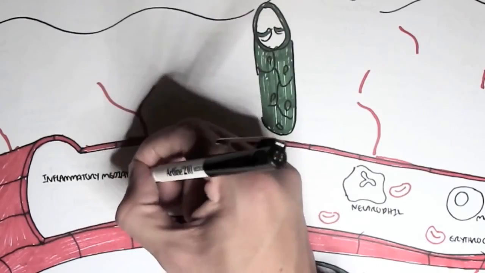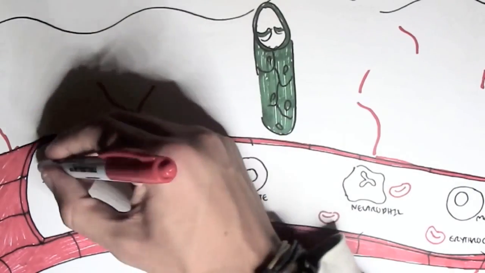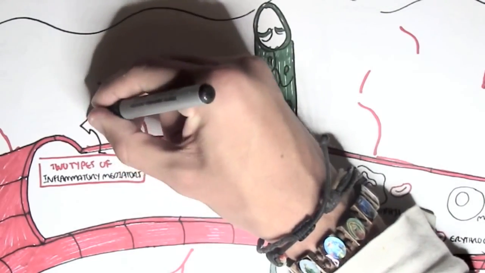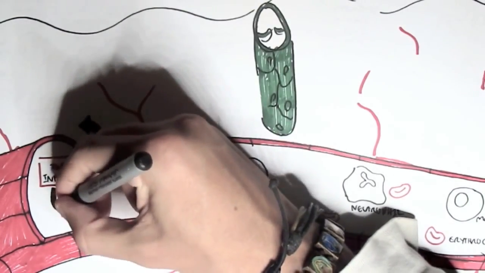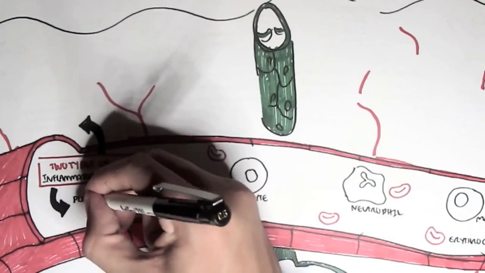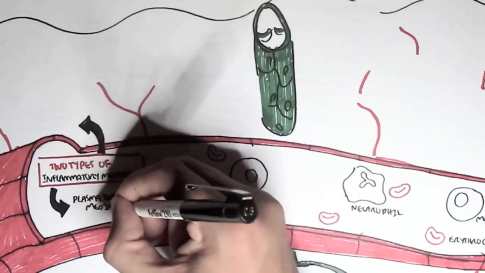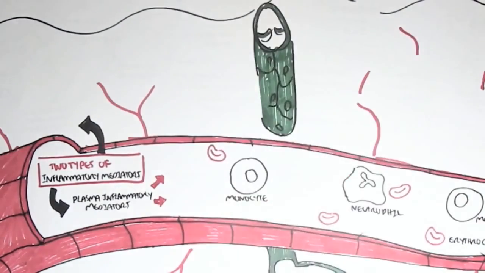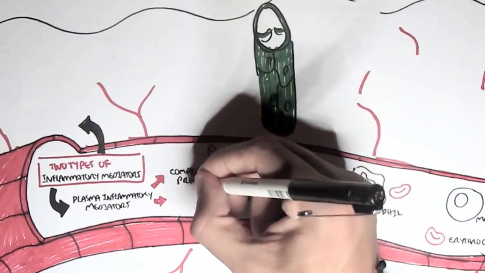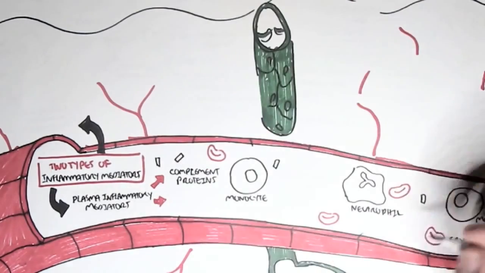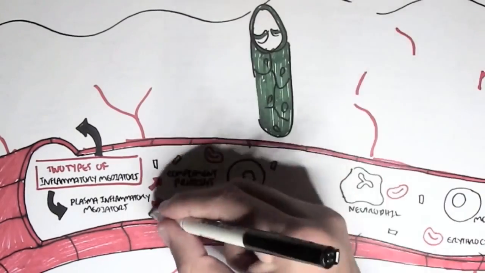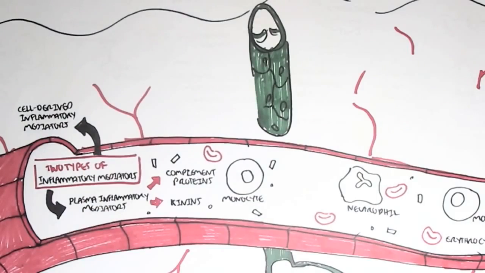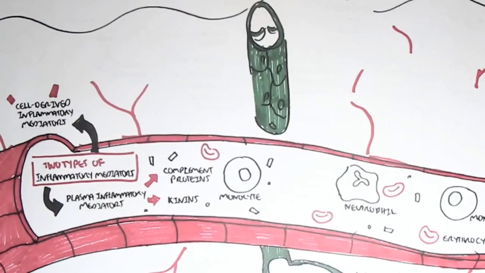It is important to know that there are two types of inflammatory mediators in general. The first are the plasma inflammatory mediators, which are the ones circulating in the plasma. These are the complement proteins and the kinins. They are made by the liver and they circulate in the blood vessel and are activated upon inflammation. The other type is the cell-derived inflammatory mediator, meaning that they come from cells. And we'll talk about them soon enough.